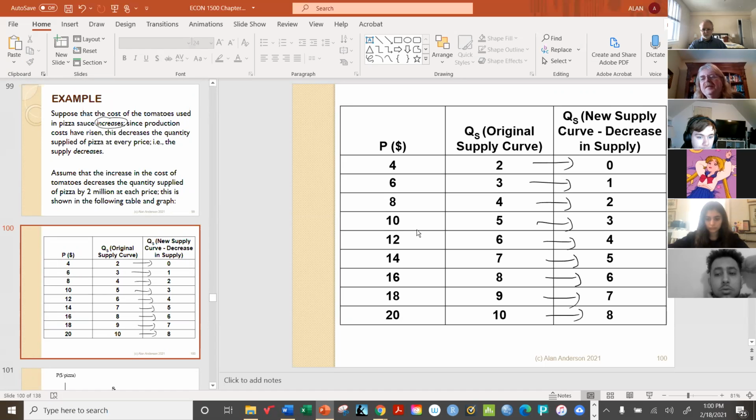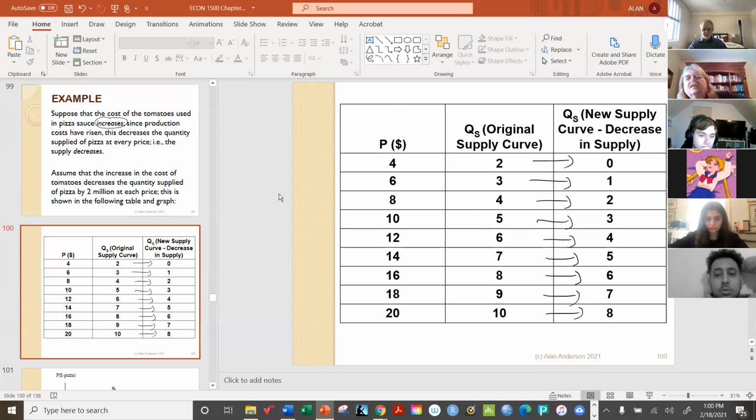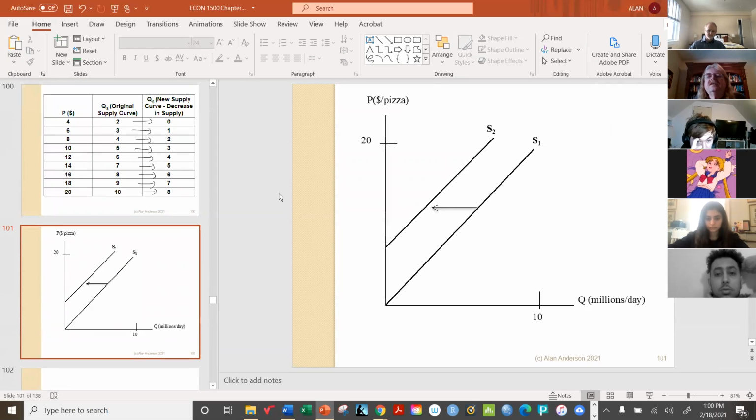So you can probably figure out what's going to happen next. The supply curve will shift to the left. And yes, it did. So there's a decrease in supply.